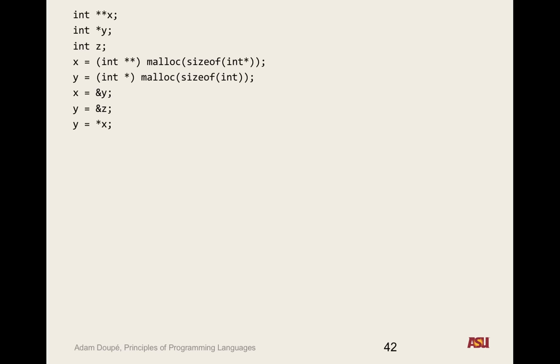Here we're declaring an int star star called x. We're declaring an int star y. We're declaring an integer z. And we're saying that x is equal to malloc size of int star, y is equal to malloc size of int. x equals address of y, y equals address of z, y is equal to star of x. Take two seconds: what is the output of all of the box circle diagrams?